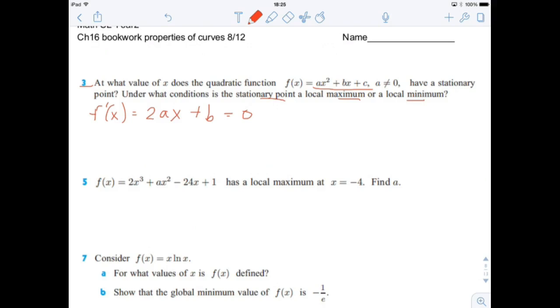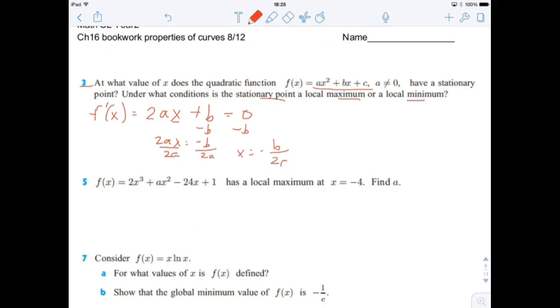And so when is this equal to 0? The only thing we can vary is x. A and b are just numbers, so we can't vary those. So for what value of x will this equal 0? So we're just going to do algebra. Subtract b from both sides. We'll get 2ax equals negative b. Then we divide both sides by 2a. And then we get x equals negative b over 2a.